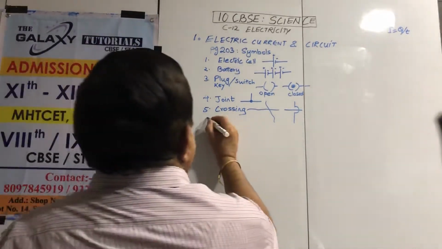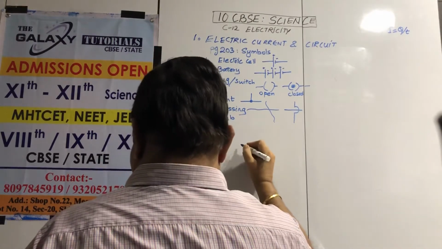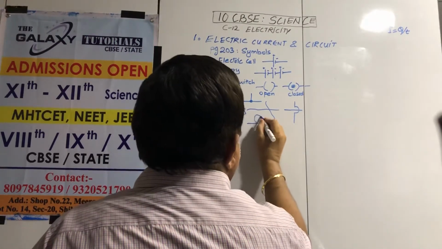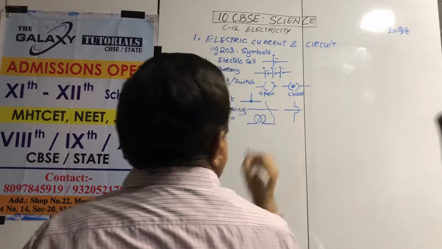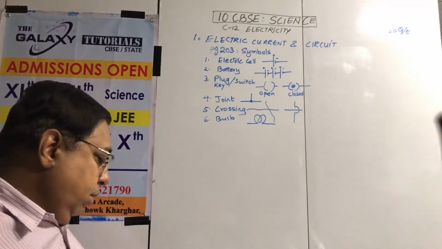Bulb. An electric bulb is shown by a symbol like a heart. This is the symbol for a bulb. And resistor.